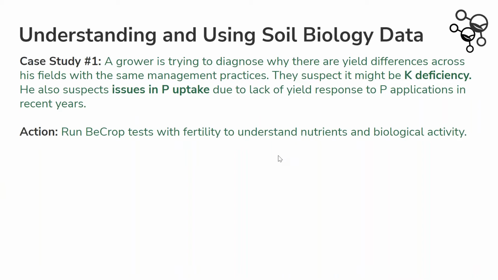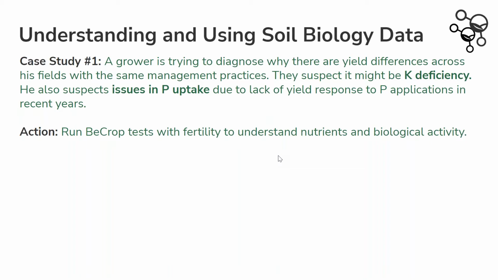So we have a grower who's trying to diagnose why there are yield differences across his fields. With the same management practices, they suspect that it might be some K deficiency, and they also suspect that there might be issues in potassium uptake and phosphorus uptake, excuse me, and they've been applying this over the years. So what's the action? How do we diagnose why we keep applying nutrients, but we're not getting good use of them and we're still struggling with yield?